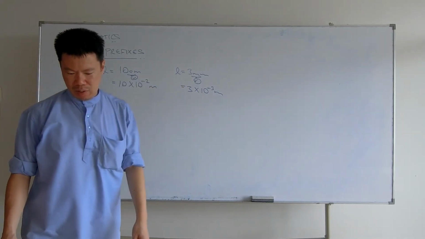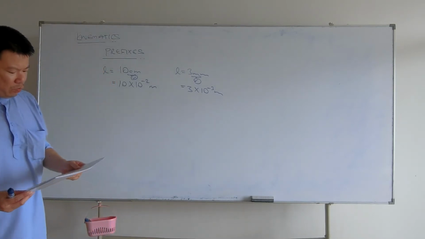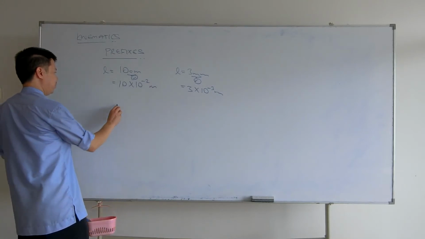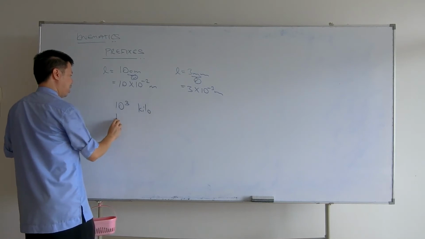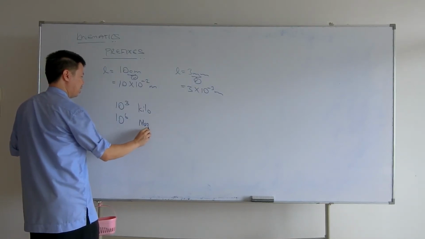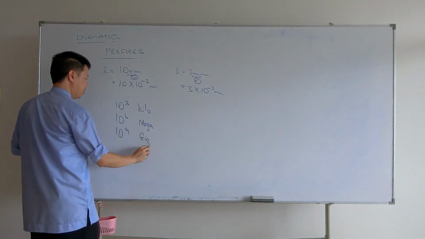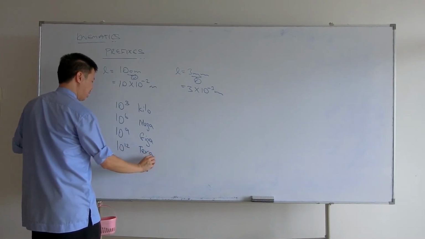So there will be a table of prefixes that you need to remember for this course, from the basics of 10 to the 3, which is your kilo, 10 to the 6, which is your mega, 10 to the 9, which is your giga, and 10 to the 12, which is your tera.